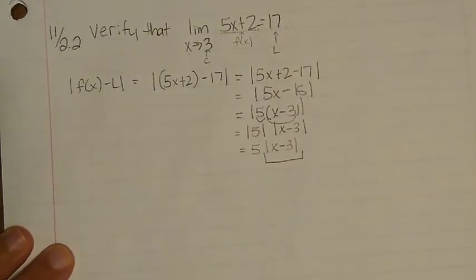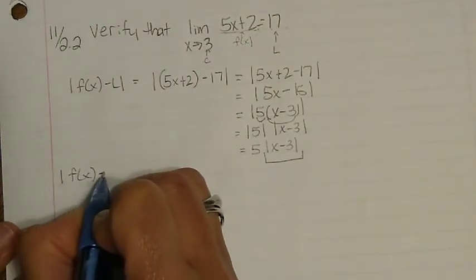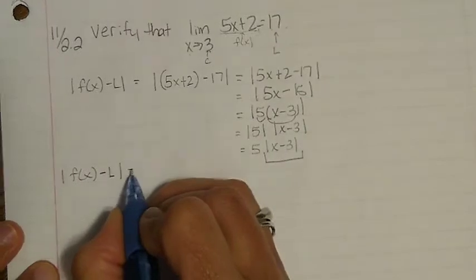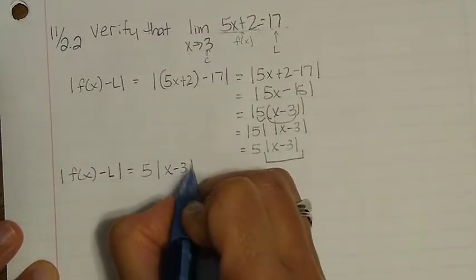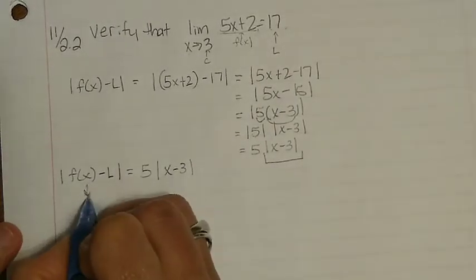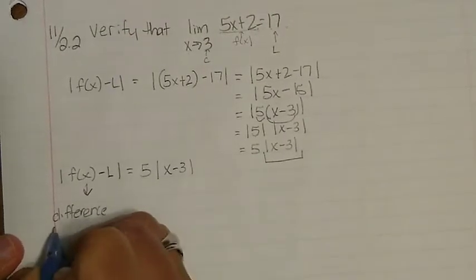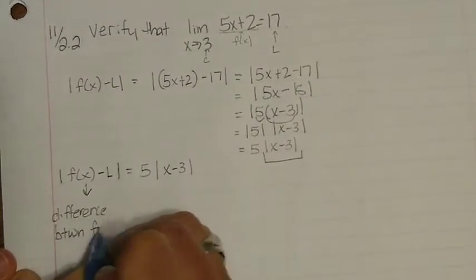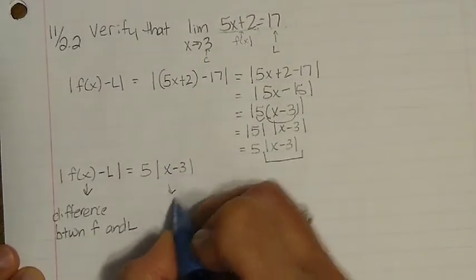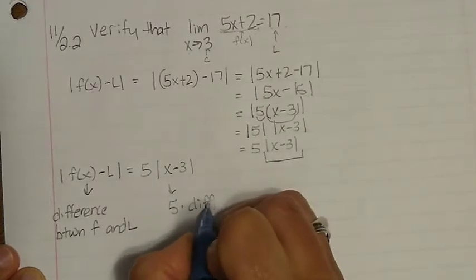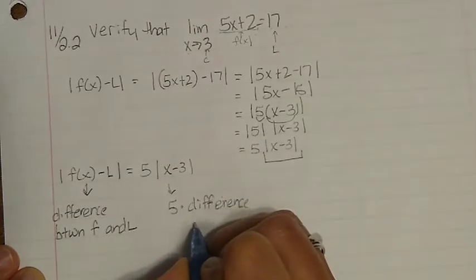So what we can notice is that the difference between the function and the limit is equal to a multiple of 5 of the difference between x and c. Let me write those words. This is the difference between f and L, and this is 5 times the difference between x and c.